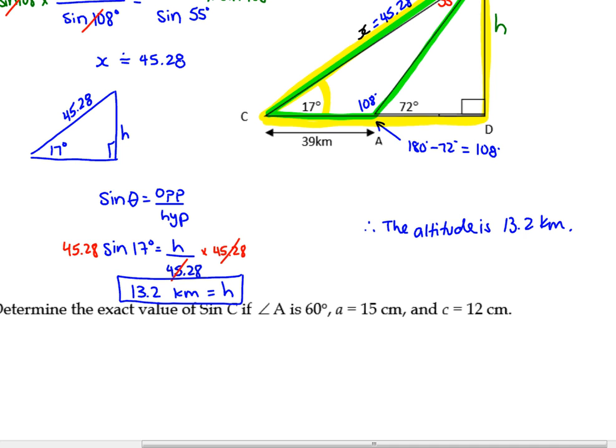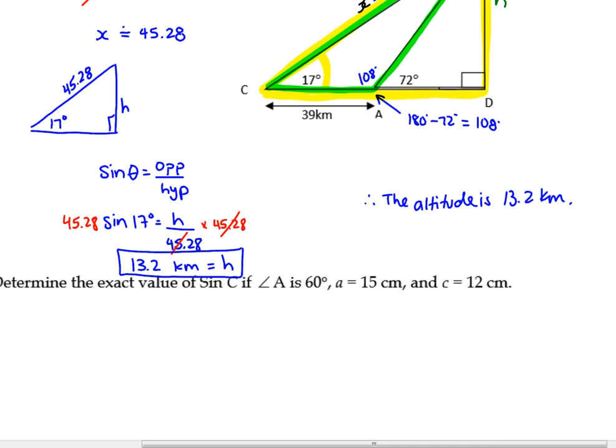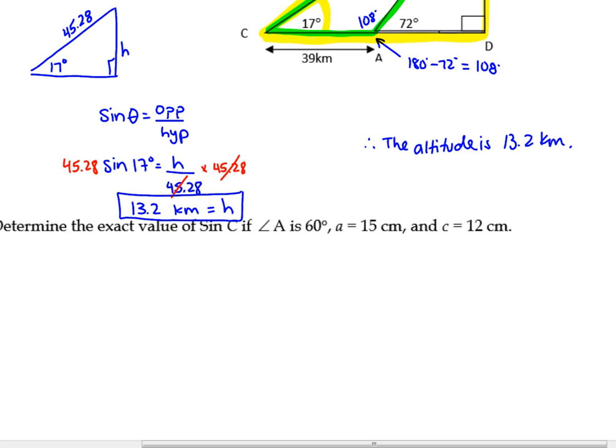Okay, I don't know if I made changes to this question. Let me double check. To determine the exact value of sine C, if angle A is 60, a is 15. Does yours say A? It says C. So change the A to 15. The reason why I changed that and C to 12 is I didn't want it to be an ambiguous case. Otherwise, it would have been ambiguous, and that's a whole other can of worms. So I wanted to switch that so it's not ambiguous.